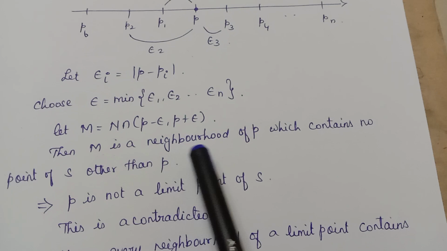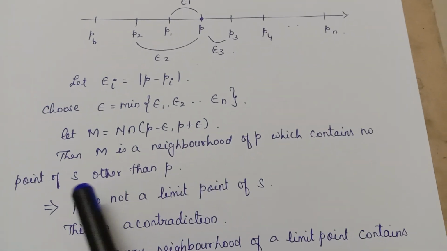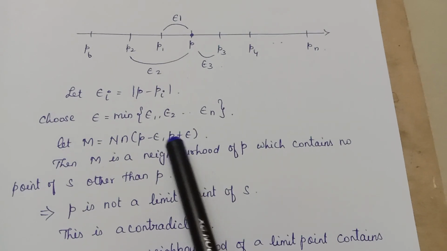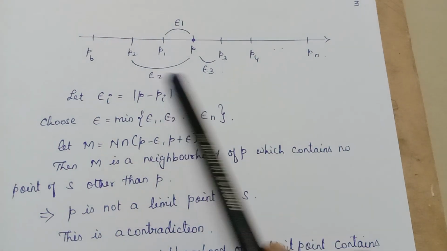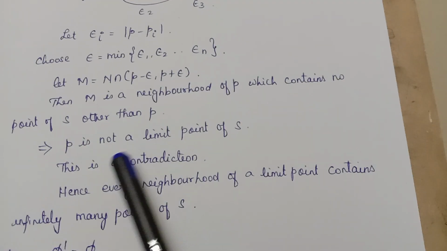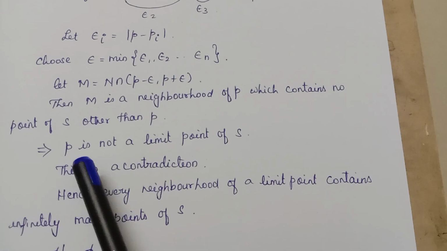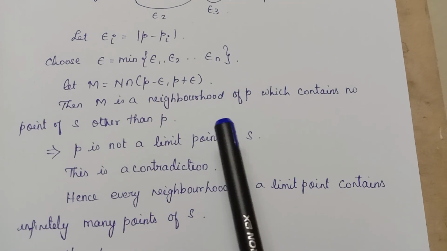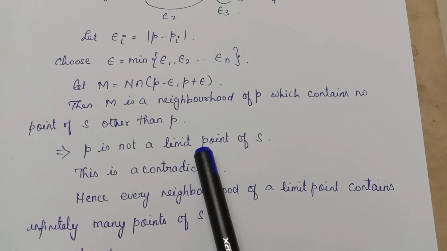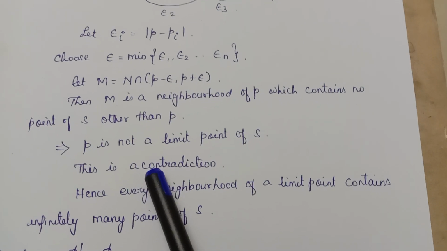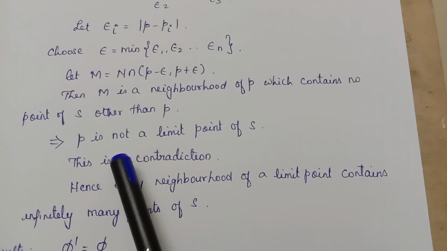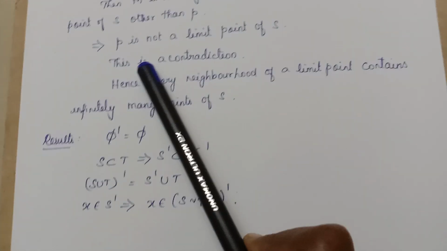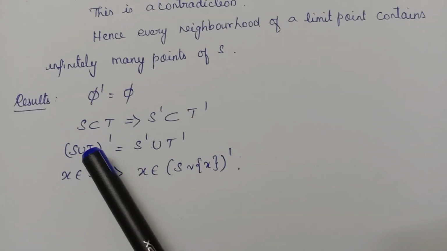Then this M will also be a neighborhood for P, and it does not contain any point of S other than P, because among the distances I have chosen the minimum distance, so definitely that interval will not contain any other point. That means I have found one neighborhood for P which does not contain any point of S other than P. That means P is not a limit point. This is a contradiction, no? So this proves that if a point is a limit point, then every neighborhood contains infinitely many points of the set.